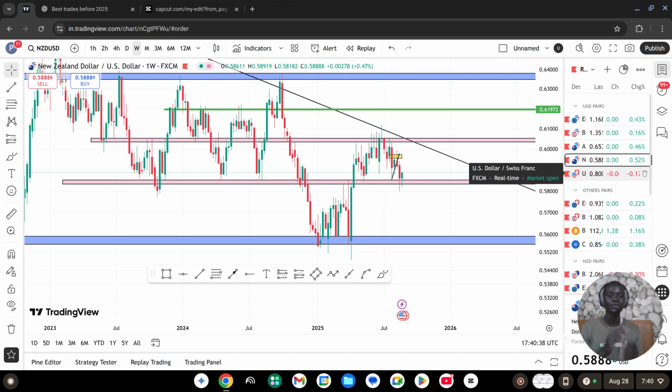So I want to show you guys how you can enter, place your stop loss, and just sit, be patient, and wait and see how the market moves until your TP, guys.